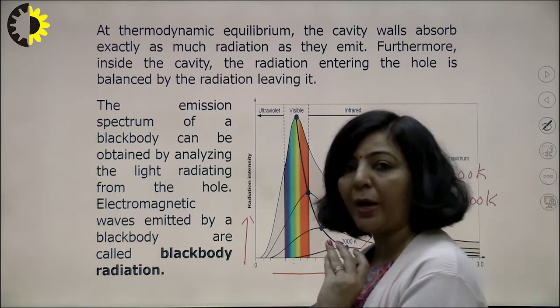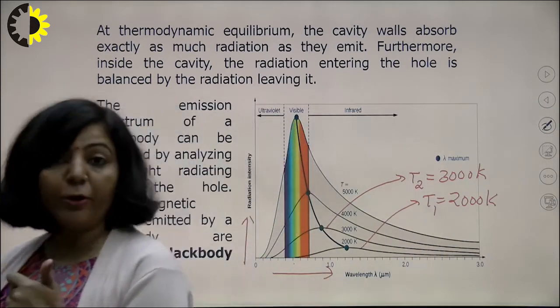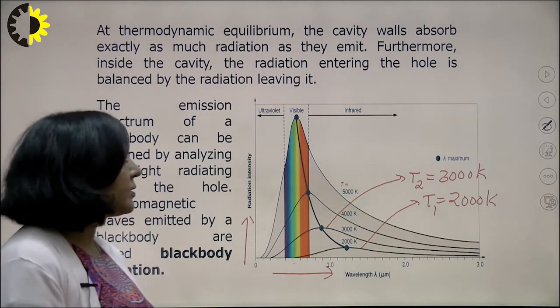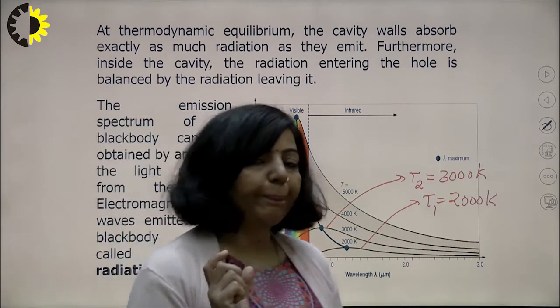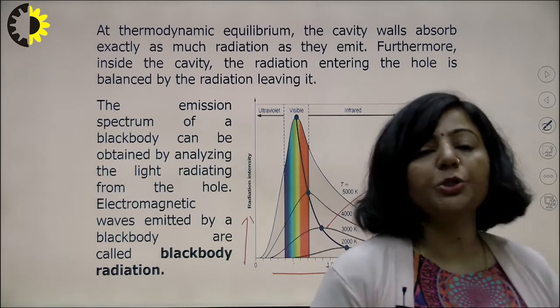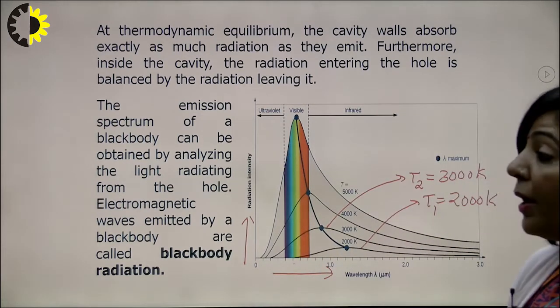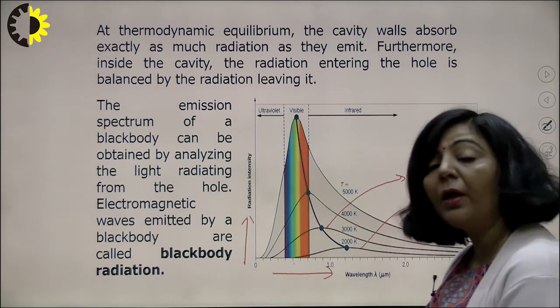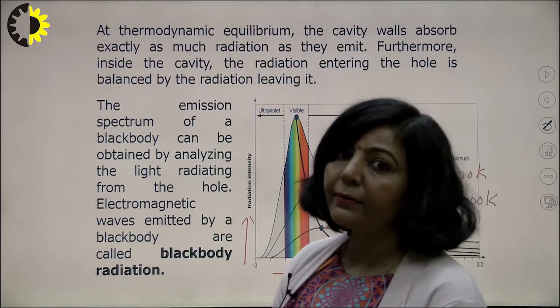So what is the first point which you have taken from this graph of the black body radiation spectrum? The first point is that at every temperature we are getting electromagnetic radiations of all possible wavelengths. We are getting radiations of short wavelength, and we are getting radiations of long wavelength, right?